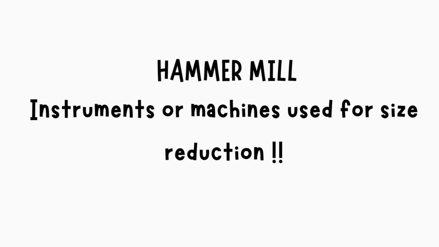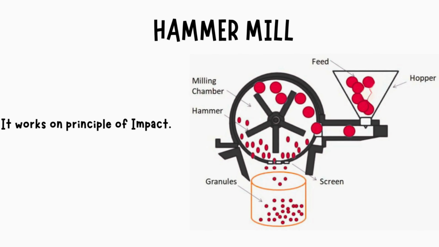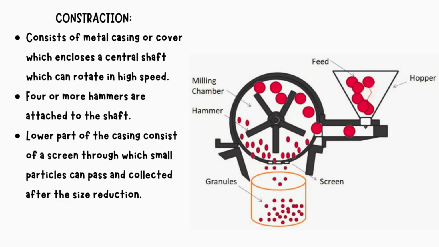Number 1 is hammer mill. Hammer mill works on principle of impact. Here you can see the diagram of a hammer mill whose right side has the material inlet, which is also called a hopper. The machine consists of a metal casing or cover which encloses a central shaft which can rotate at high speed. At least 4 or more than 4 hammers can be attached to the shaft.